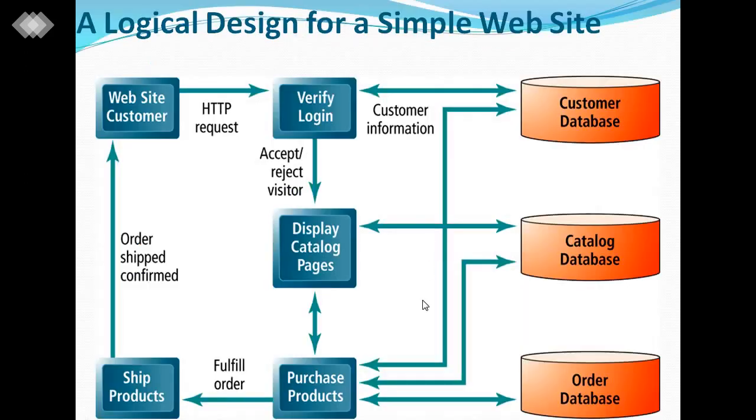So here is the diagram related to a logical design for a simple website. In this diagram you can easily understand how website customers deal with verification and login. They display the catalog pages, and before verification or login they interact with the customer database. After displaying the page, accepted or rejected by the visitor, they also interact with the database, and we can see the purchase of products related to the different customer database, catalog database, or order database. The purchase is verified against the customer, catalog and order databases. After verification, the purchase order fulfills the order, ships the products, and the order shipment is confirmed with the help of the customer. So this is the logical design for a simple website.